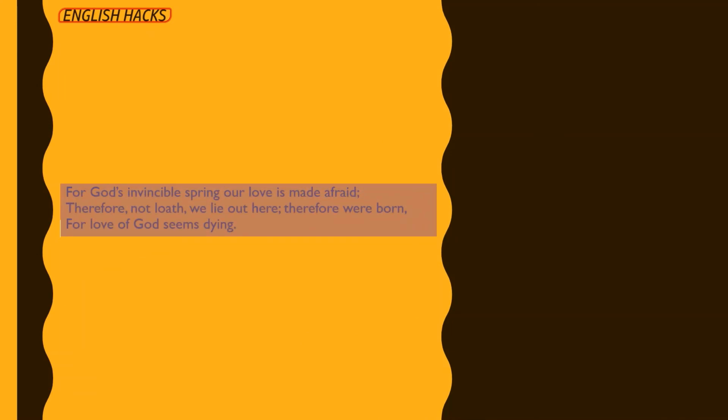Moving on to our final neon lines, we've been a bit cheeky because there are actually 3 lines there, but they're 3 really important lines in the poem. "For God's invincible spring, our love is made afraid. Therefore not loath, we lie out there. Therefore we're born, for love of God seems dying."